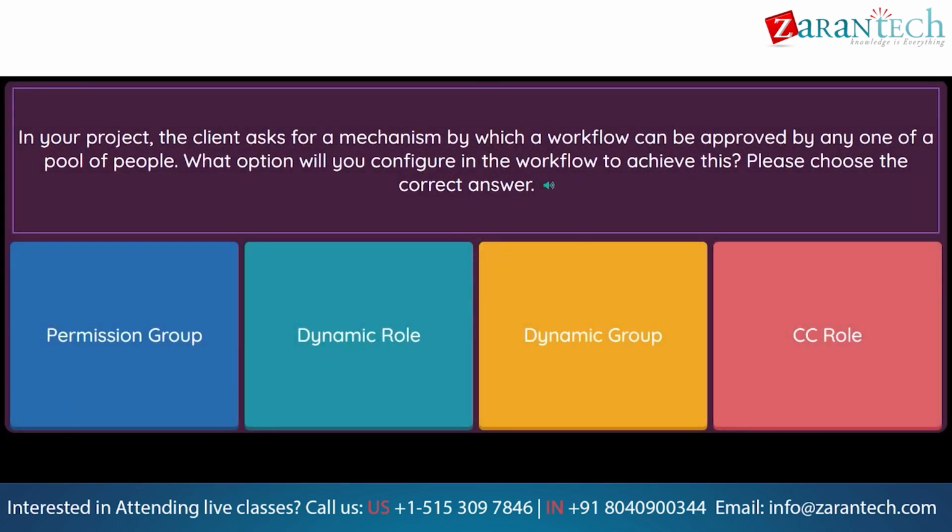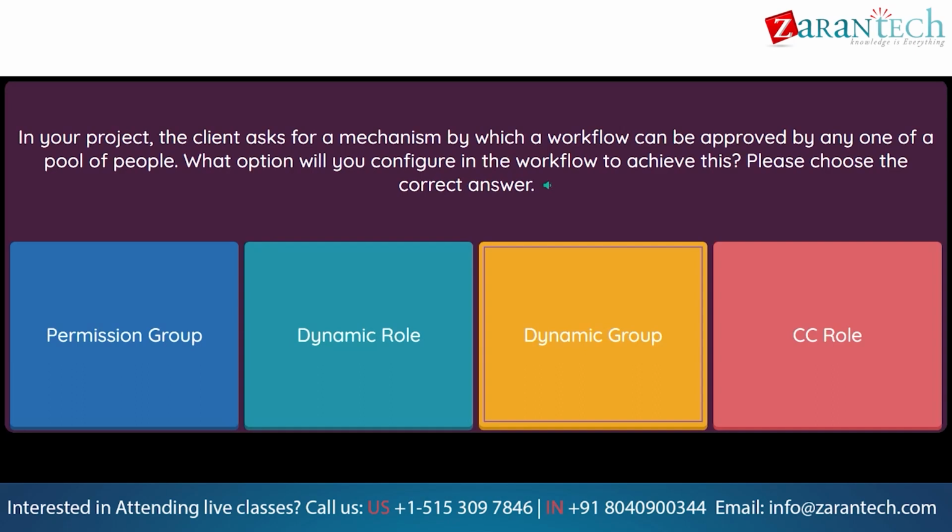Question: in your project, the client asks for a mechanism by which a workflow can be approved by any one of a pool of people. What option will you configure in the workflow to achieve this? Please choose the correct answer. Option 1: permission group. Option 2: dynamic role. Option 3: dynamic group. Option 4: dynamic role.